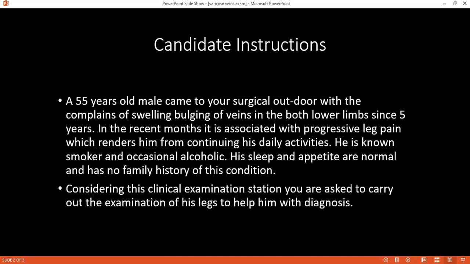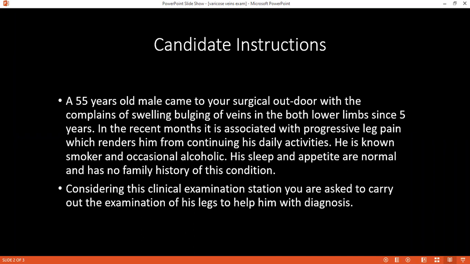Okay. I've presented a 55-year-old male that has a bilateral lower limb varicosity. He has bilateral saphenofemoral junction incompetence and also the ankle perforators are also incompetent. The Perthes test is negative. Other findings are there are no dilated veins in the abdomen. So I feel that my patient has a bilateral primary varicose vein.